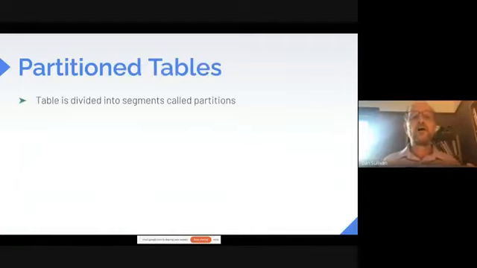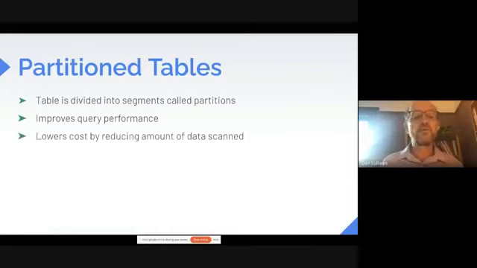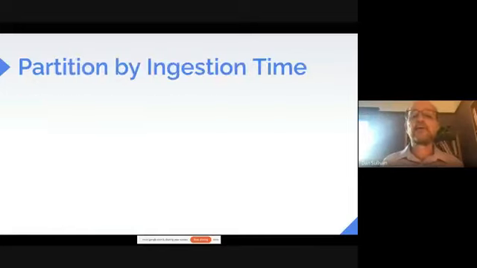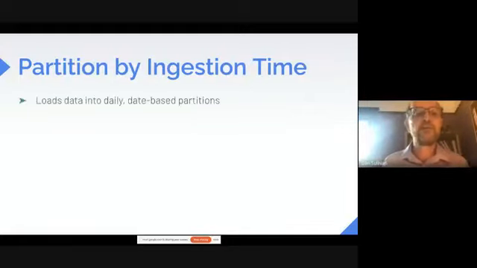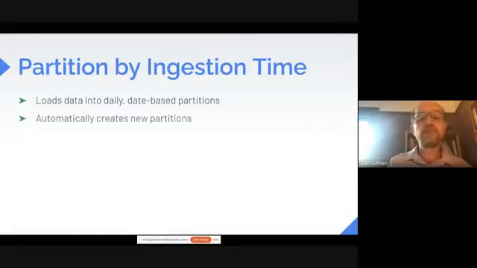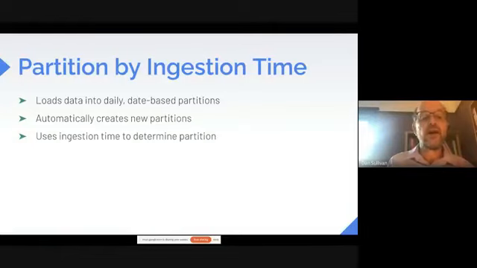So again, partitioned tables are just tables that are grouped into partitions, and it improves query performance because we're reducing the amount of data that's scanned. Now, there are a few different ways to partition a table. We can partition by ingestion time. What happens is, as we're loading data in, it's loaded into a daily date-based partition. What's really nice about this is BigQuery automatically creates new partitions for us every day, and it uses the ingestion time to determine which partition things go in.